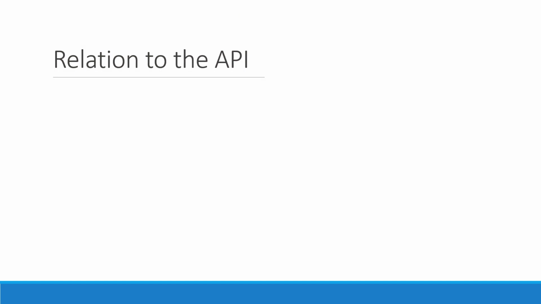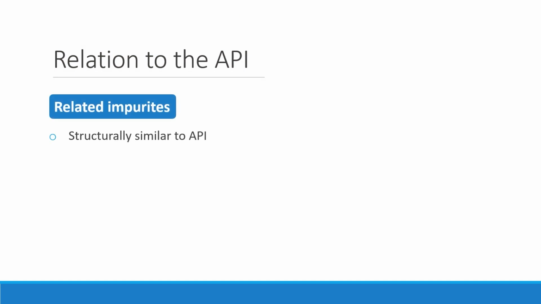Another type of categorization of impurities is based on its relation to the API. Related impurities are structurally similar to the API and arise from its synthesis or degradation pathways. They will, if we think back to the previous categories based on origin, be mostly organic impurities.